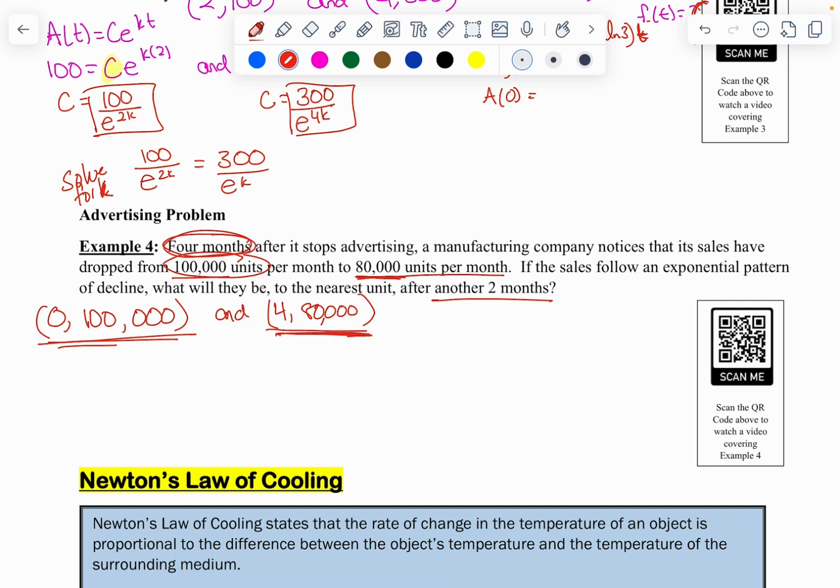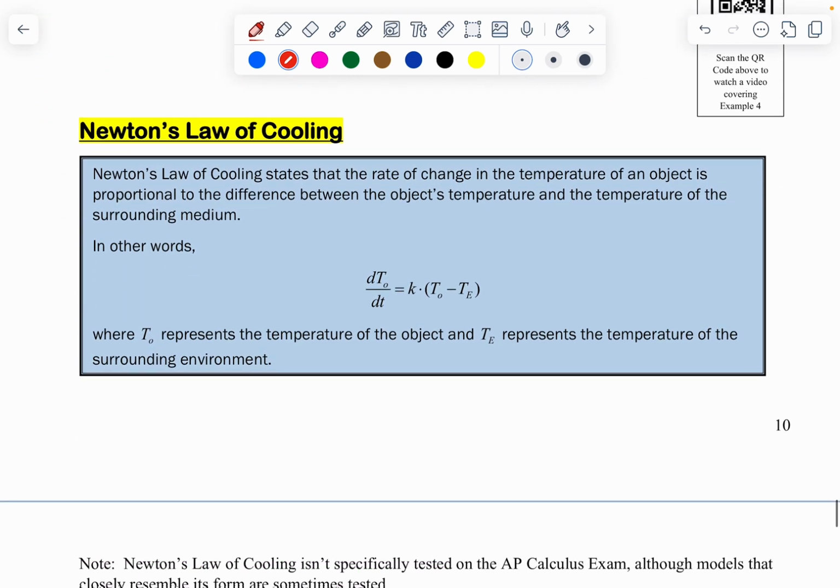And once you solve, you're going to plug in a value for T. If the sales follow an exponential decline, what will they be to the nearest unit after another 2 months? So what is T? Is T 2 or is T 6? That's something you have to be careful about. Determine which one's the correct one and finish up that example.